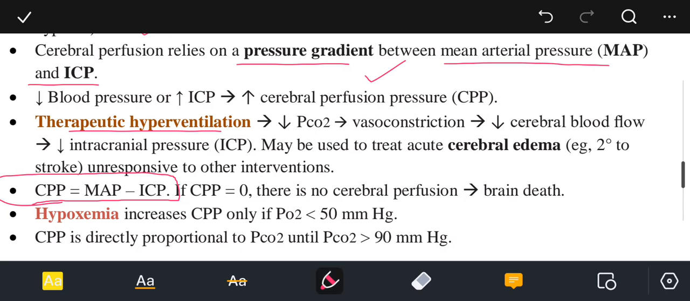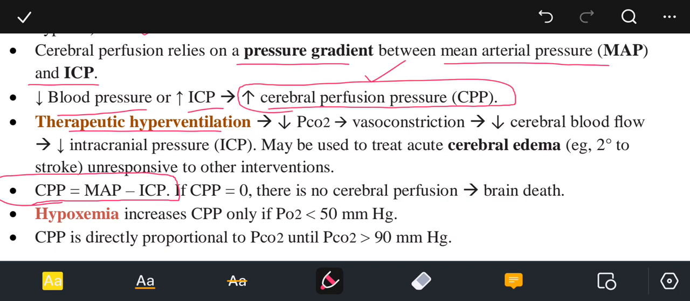Now, decreased blood pressure or increased intracranial pressure will decrease the cerebral perfusion pressure. Cerebral perfusion pressure is the pressure that is required to push the blood into the brain. Therapeutic hyperventilation decreases the PCO2, which will lead to vasoconstriction. So remember that decreased PCO2 leads to vasoconstriction in the whole body, while it causes vasodilation in the lungs, and hypoxia causes vasodilation in the whole body while it causes vasoconstriction in the lungs. So decreased PCO2 will cause vasoconstriction in the brain, that will decrease the cerebral blood flow, that will decrease the intracranial pressure, and may be useful to treat acute cerebral edema, for example secondary to stroke, unresponsive to other interventions.